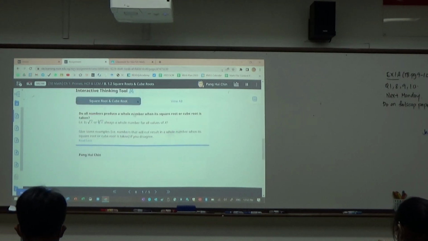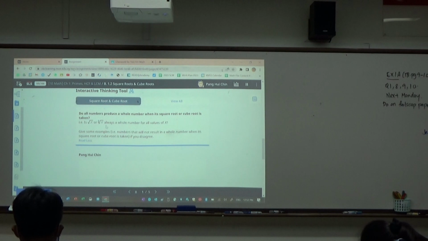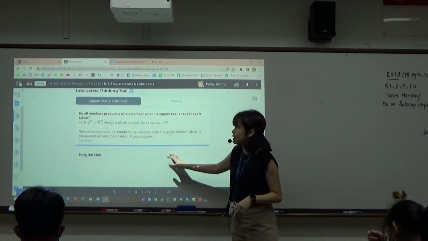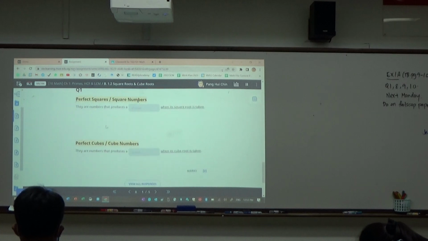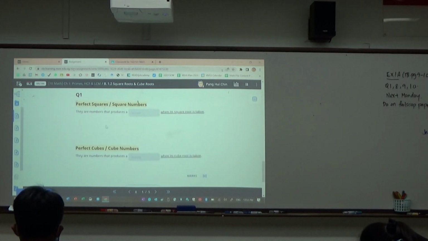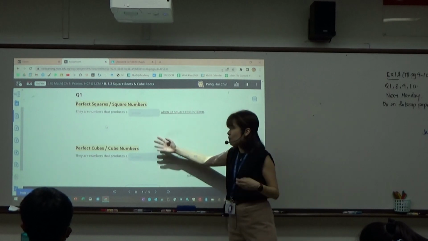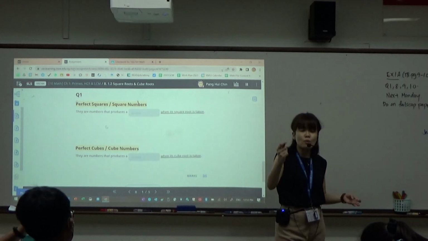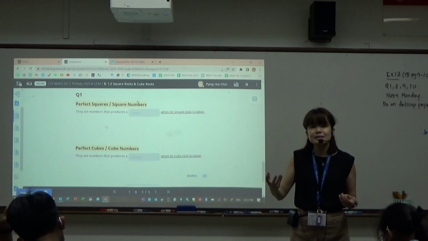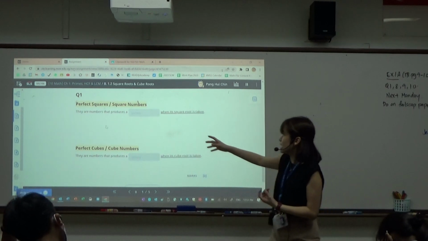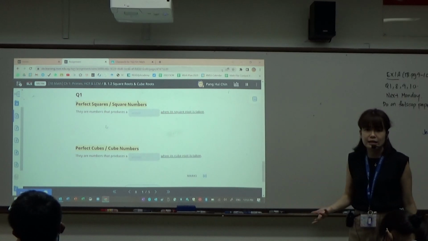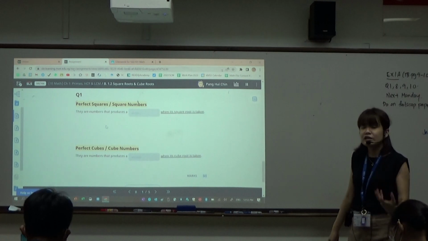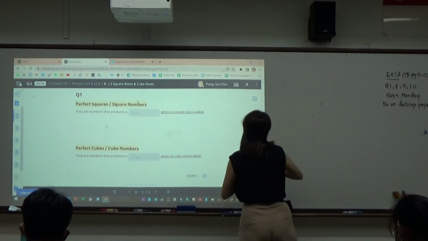This one is just for me to understand. I think most of you are able to articulate the idea that not all numbers can be perfectly square rooted or perfectly cube rooted. In fact, there's a name for such numbers. If a number can be perfectly square rooted or cube rooted, in the sense that when I press square root of a certain number, it comes out to a whole number, that is the answer for this. Can you give me an example of a perfect square?